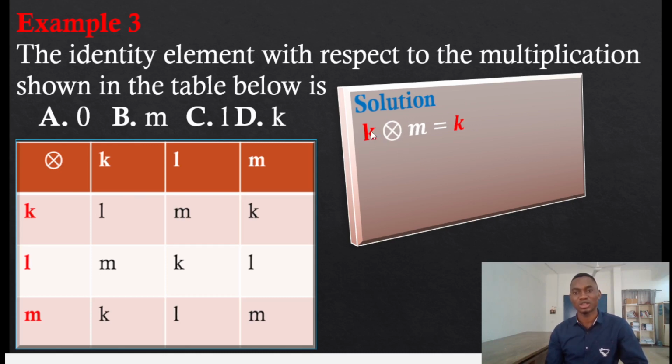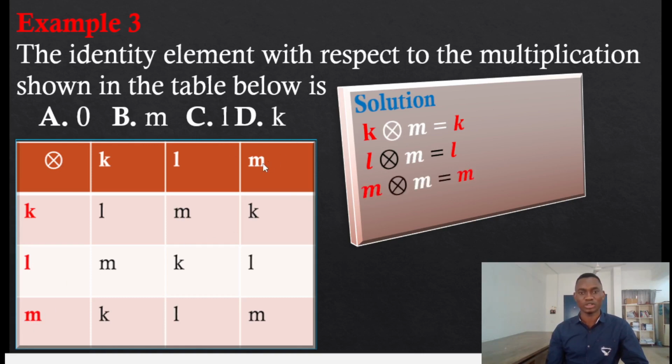You see that K operated on M returns K. Look at it, K acts on M to return K. Let's check another one. L operates on M to return L. As you can see, L on M is equal to L. Let's check M also.